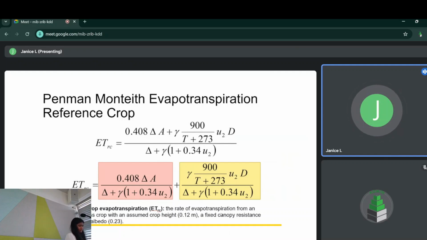Yes, so you can see at the bottom here, you're saying in a hypothetical situation, if that area was covered in a grass crop, a plant, with an assumed height of 0.12 meters and a fixed canopy resistance of 70 s/m, and then you also have an albedo of 0.23, and albedo is just referring to how much light an object reflects off its surface. In that very idealized situation where you have the idealized plant coverage, the idealized crop and all of that, well, what is the evapotranspiration rate?